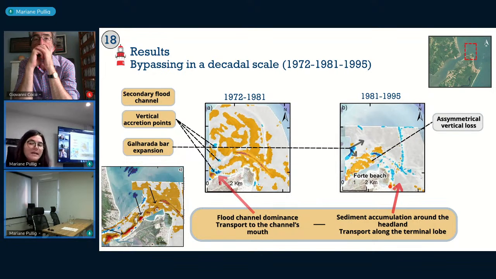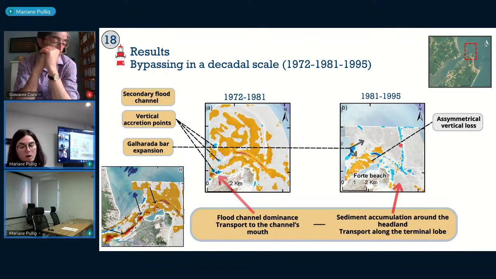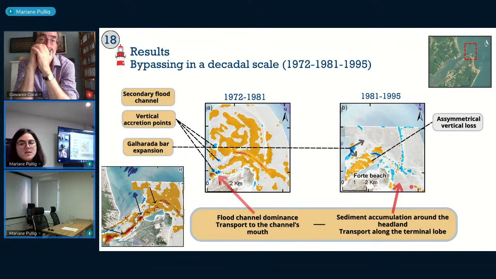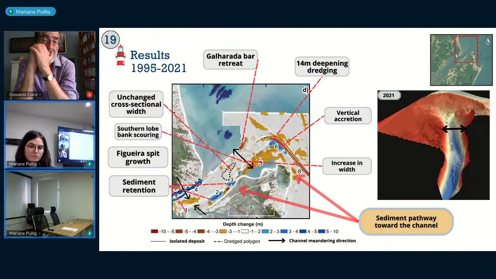So we believe that now we have the other mechanism of sedimentary bypassing, which is the sediment accumulated around the headland, and then it is transferred along the terminal lobe, since waves can transport them in the along-channel direction in the Orientador Delta.